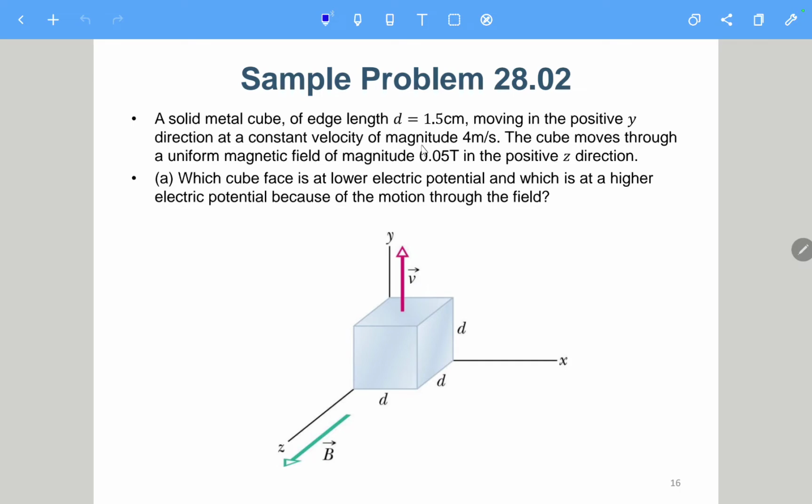The cube moves with the velocity of this magnitude through a uniform magnetic field. Here we have a uniform magnetic field in the space, which is pointing to the positive z direction. So question A asks which cube face is at a low electric potential and which is at higher electric potential because of the motion through the field.